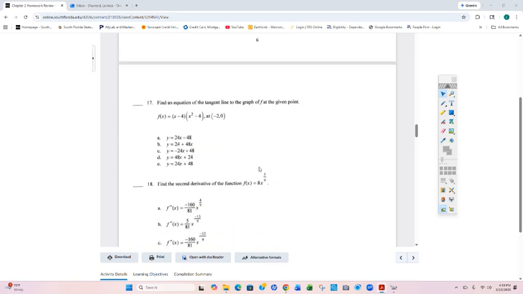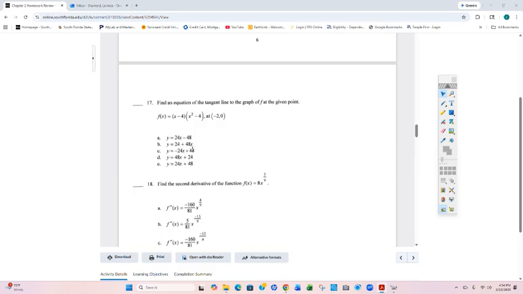Number 17, find the equation of the tangent line to the graph of f at the given point. Okay, f of x equals, in parentheses, x minus 4 times, in parentheses, x squared minus 4. So that would be open parenthesis, x minus 4, close parenthesis, open parenthesis, x squared minus 4, close parenthesis. And they want to know at the point -2, 0. So the coordinate is -2, 0. A, y equals 24x minus 48.